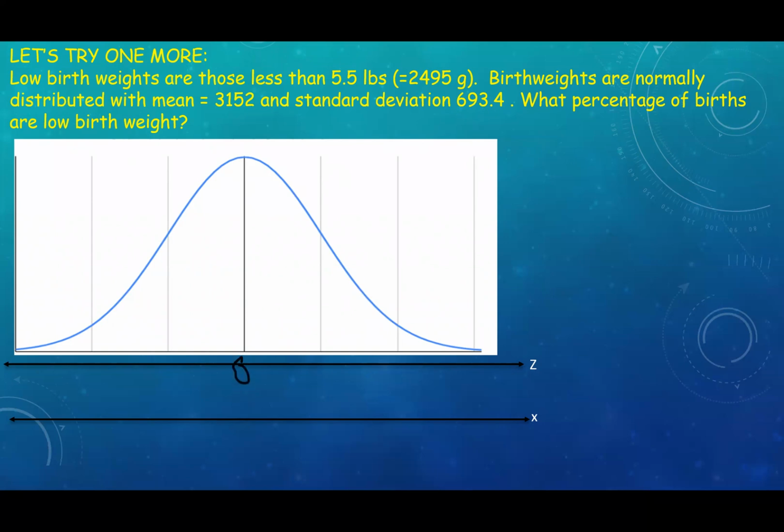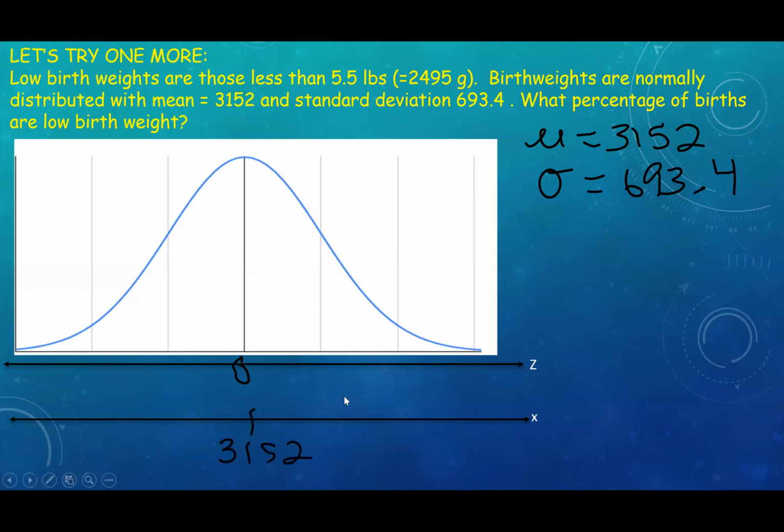Well, there's 0 on the z-axis. We know our mean is 3152, and our standard deviation is 693.4. So there's our mean. The mean on the x-axis corresponds with 0 on the z-axis. All right. Below 2495 is low birth weight, so it's this area that we're trying to find out. Now, we can see that this x-score is going to convert to a negative z-score. Then when we find the percentage or the probability of that negative z-score, that will give this area here.